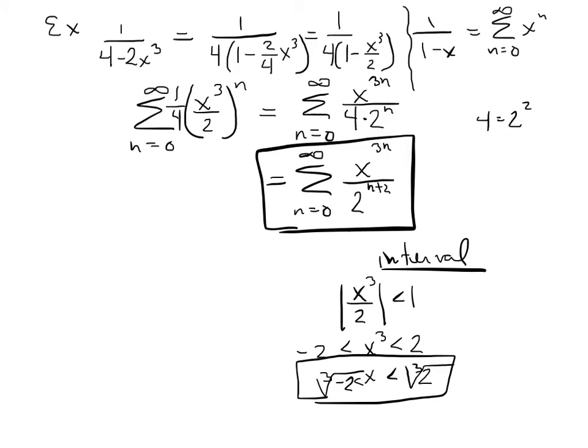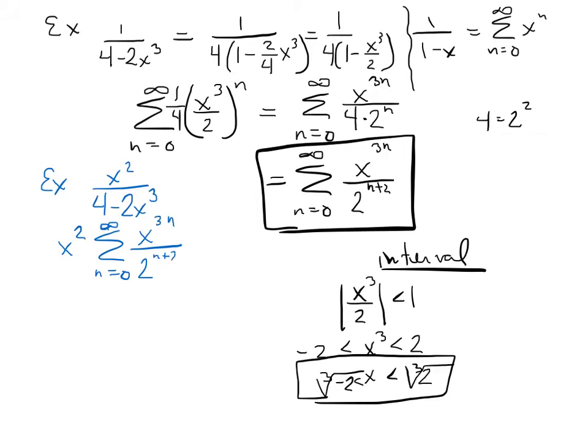Now another example would be if we wanted to find x squared over 4 minus 2x cubed. We've already found the 1 over 4 minus 2x cubed. And so we could look at this as being x squared times the sum from n equals 0 to infinity of x to the 3n divided by 2 to the n plus 2.